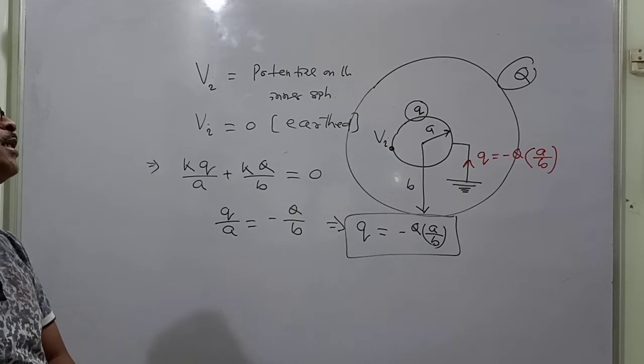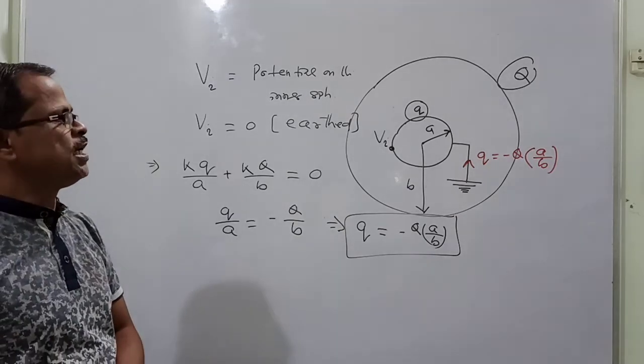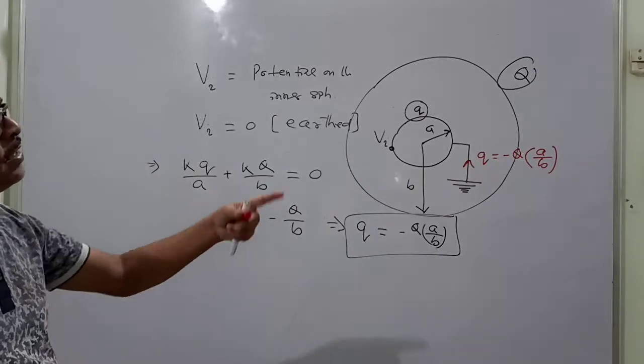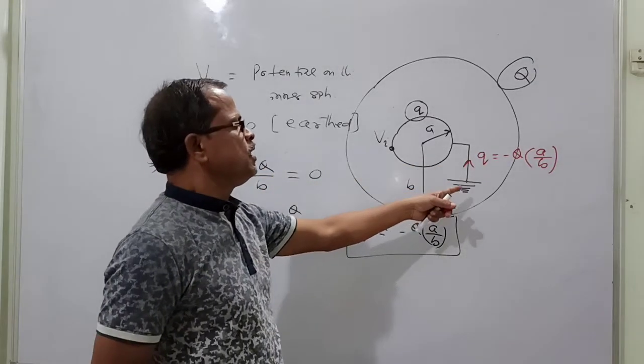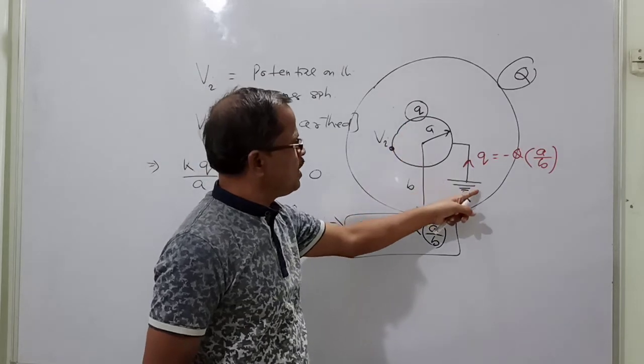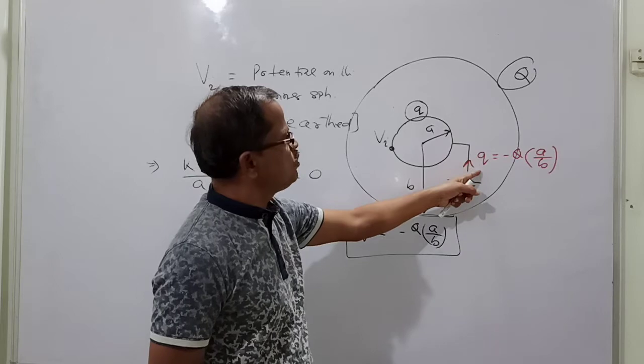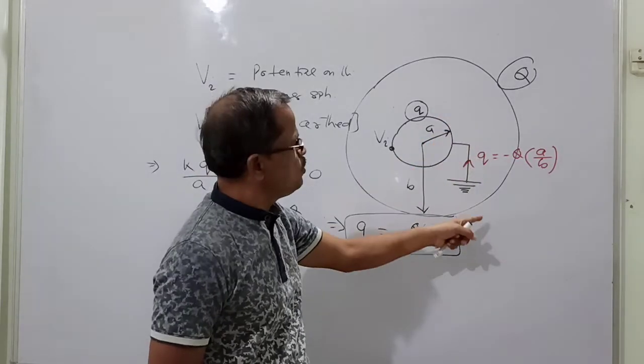So when the inner sphere is earthed, how much charge will flow to the earth or how much charge will come from the earth? Same thing. Somebody can say the charge is coming to the sphere from the earth, this much charge is coming, or somebody can say plus Q charge is going from this body to this body.